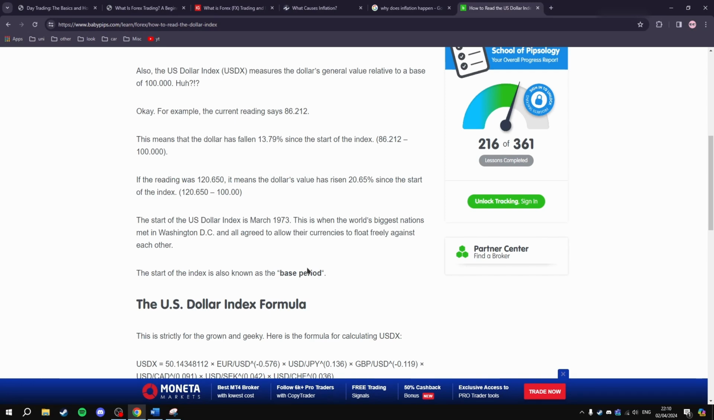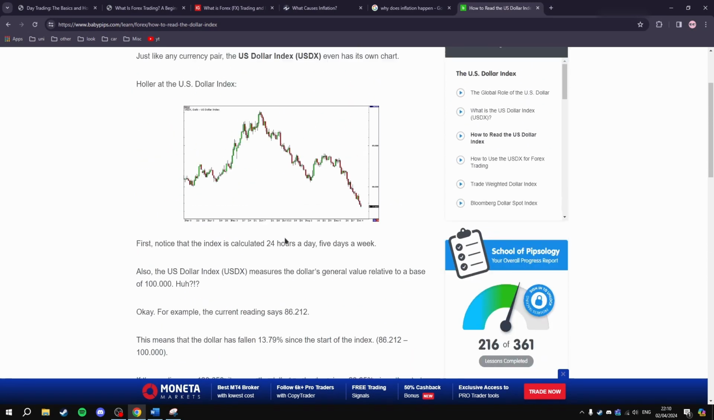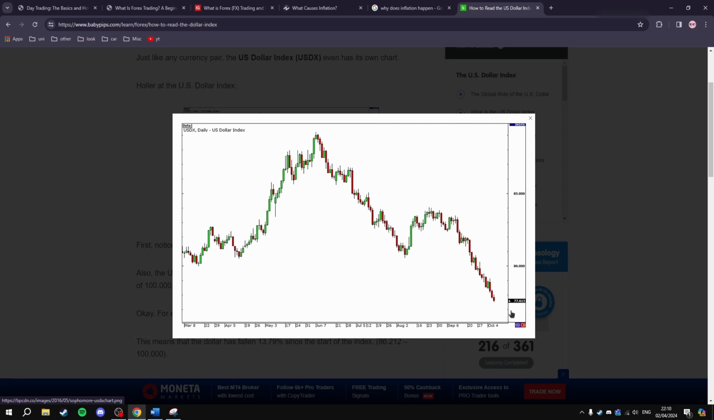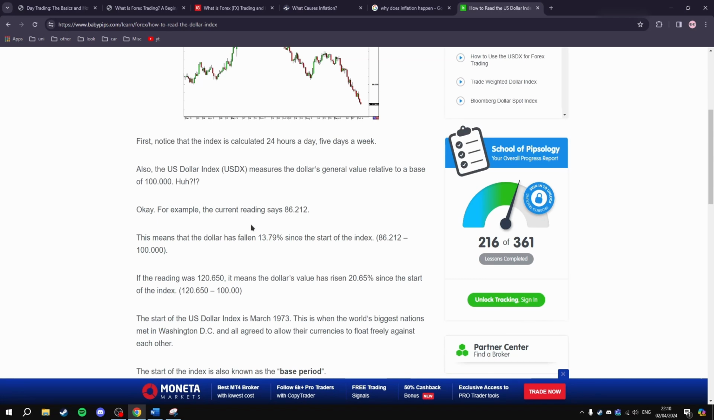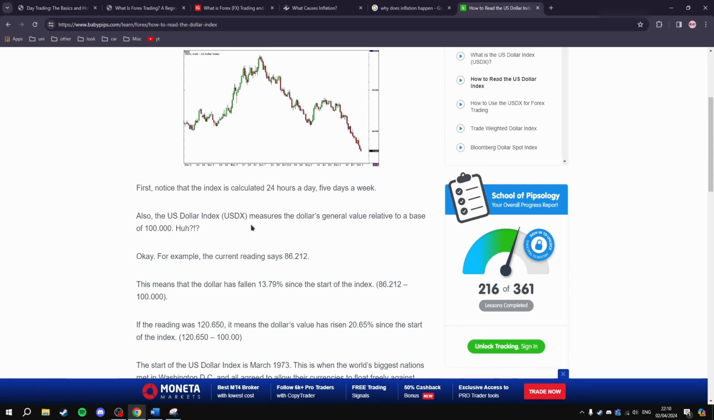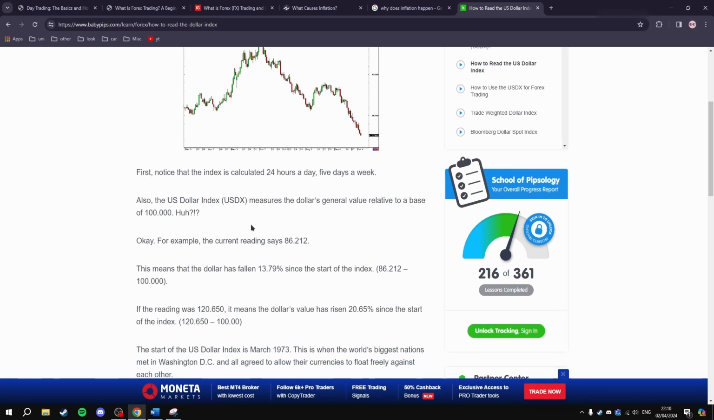Okay, for example, the current reading says 86.212, which it does not. This means that the dollar has fallen 13.79% since the start of the index: 86.212 minus 100. If the reading was 120.650, it means the dollar's value has risen 20.65% since the start of the index: 120.650 minus 100. So it's whatever value minus 100.